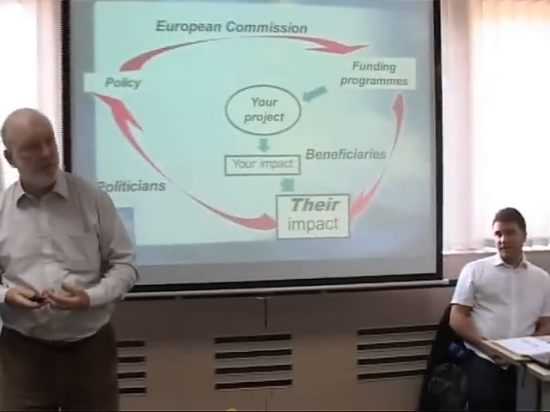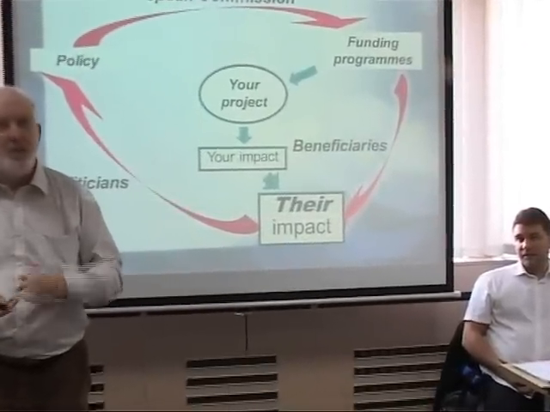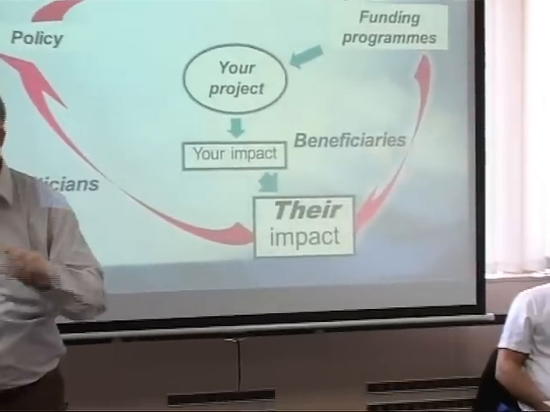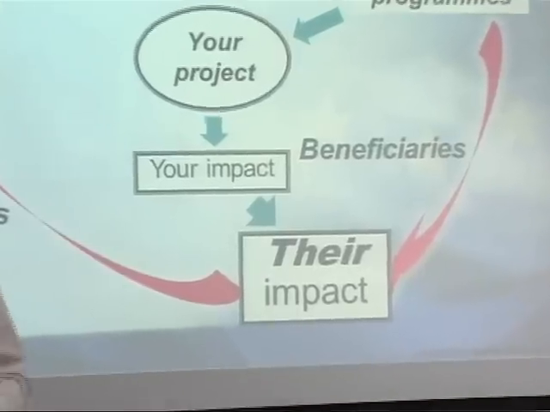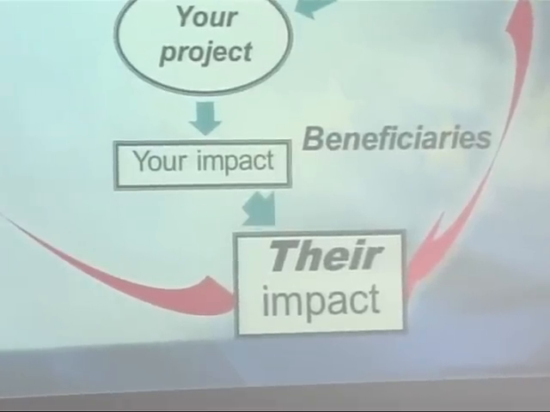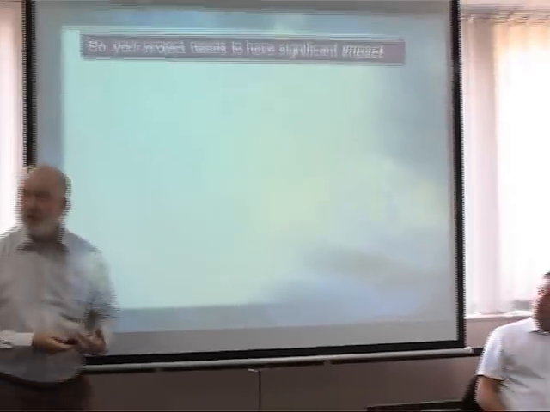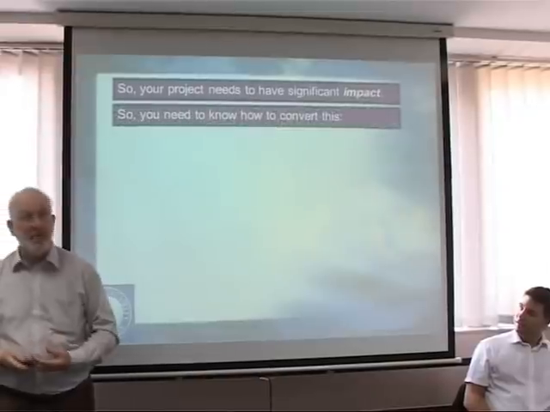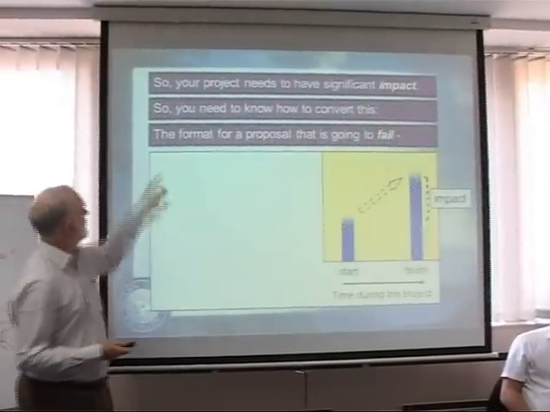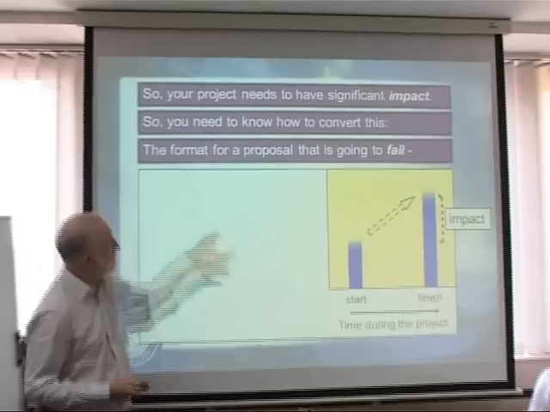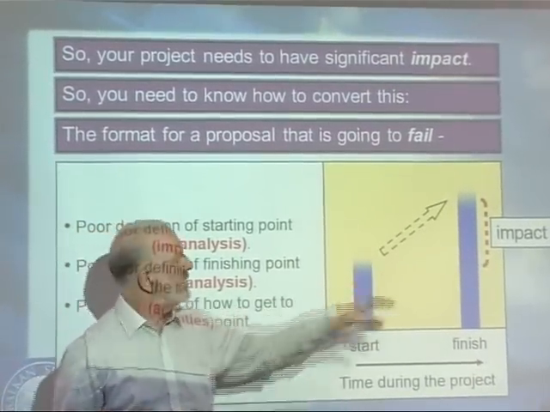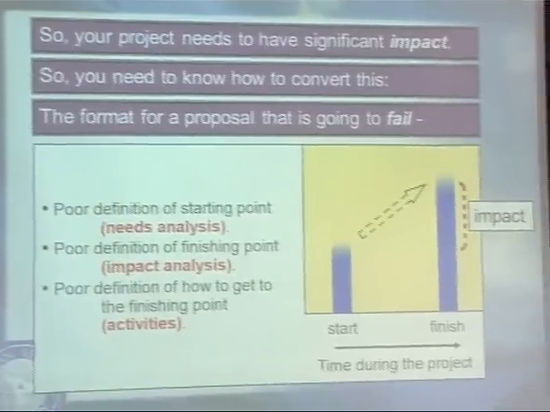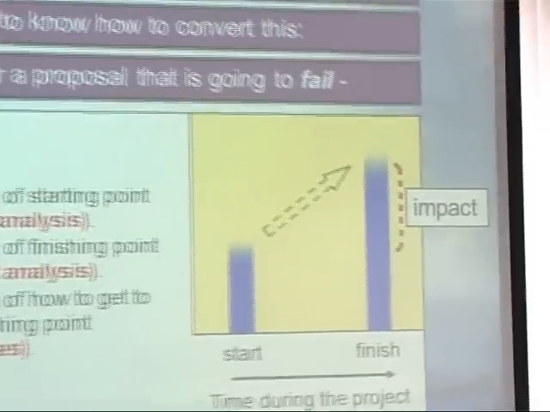So their funding program will always say the objectives of the project should be the following, and they will say expected impact. So your project therefore needs to have significant impact. So you need to know how to convert this. You recognize the first of those two slides. This will be a fairly typical example of a proposal that's going to fail.